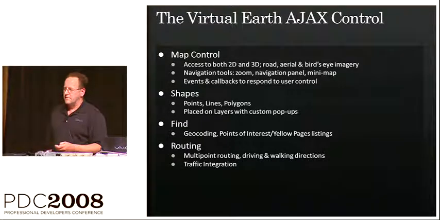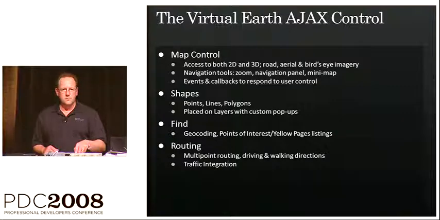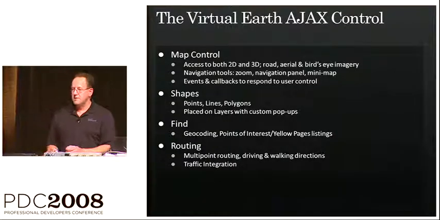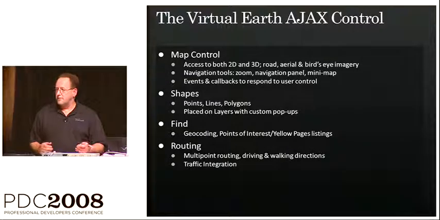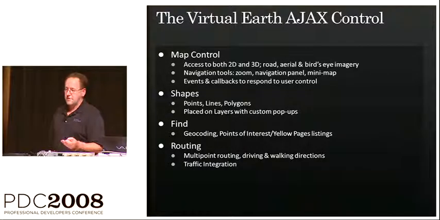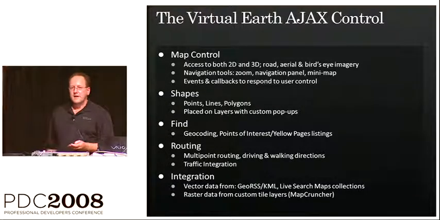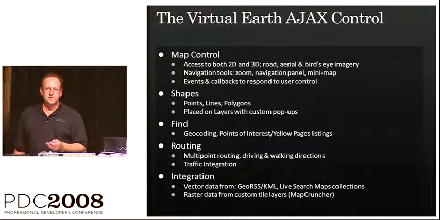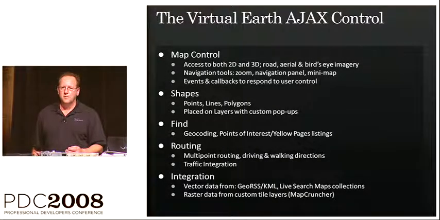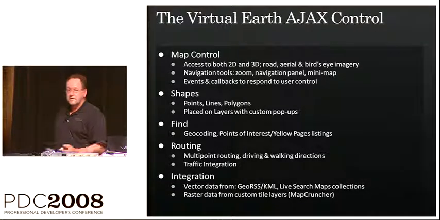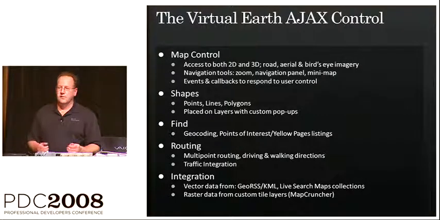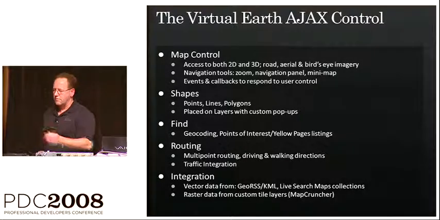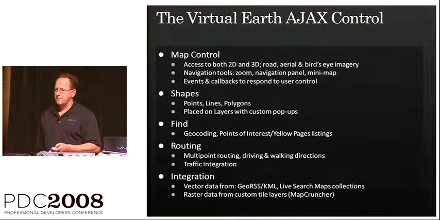And then routing, of course, and this includes obviously simple point-to-point routes or multi-point routes where you've got lots of different waypoints. We can expose that in terms of driving directions or even walking directions. And then, of course, you can integrate traffic data within there as well and help route your customers around areas that have got heavy traffic at that time. And then finally, integration with external data. And we have native support for both the GeoRSS and KML formats for vector data. And then, of course, if you want to create your own custom tile layers, we can support that as well if you want to take your images and run them through Map Cruncher provided by MSR.